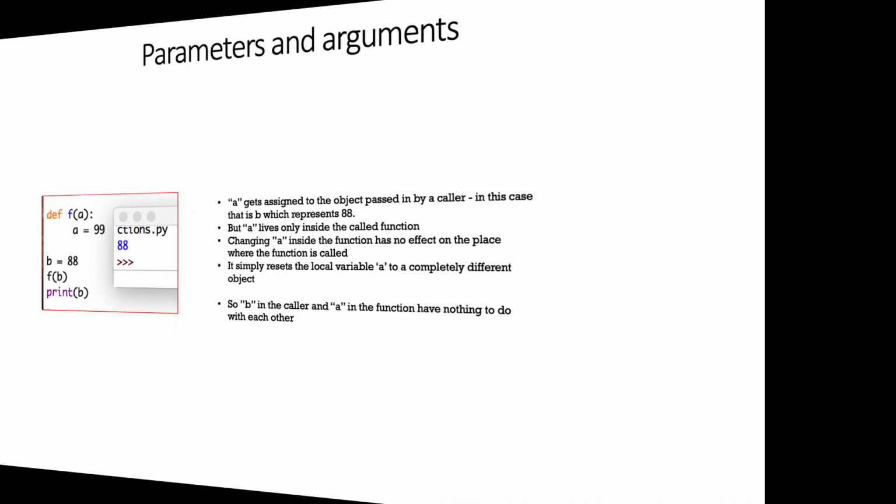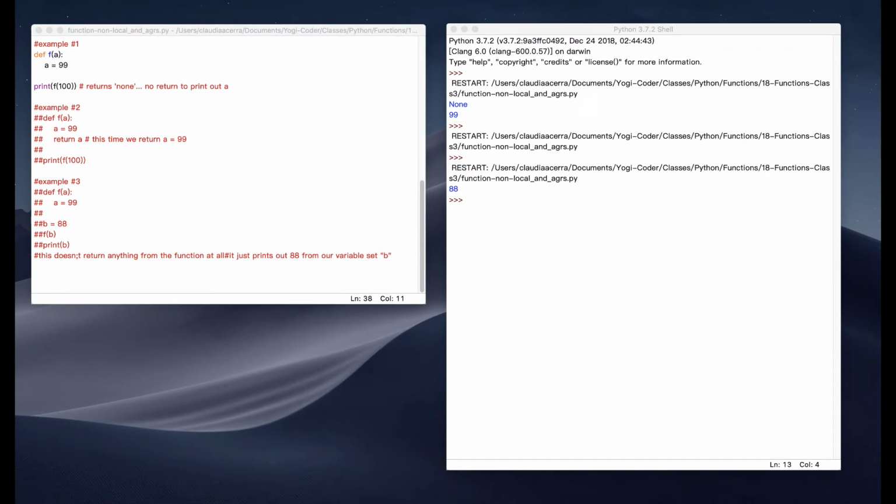Too idle to drum this home. Okay, let's take this in steps. I have 3 little snippets of code. We're going to look at the first one first. We have def f, and we pass it a equals 99. Then in the caller, we pass f 100.